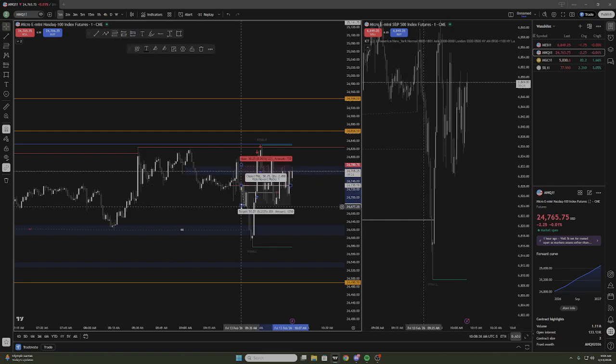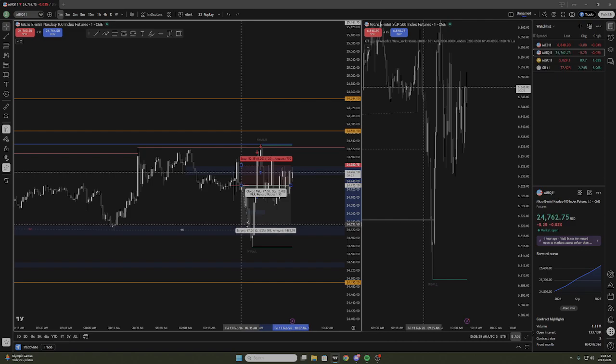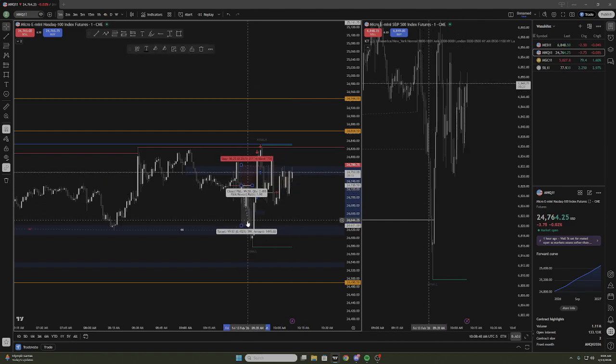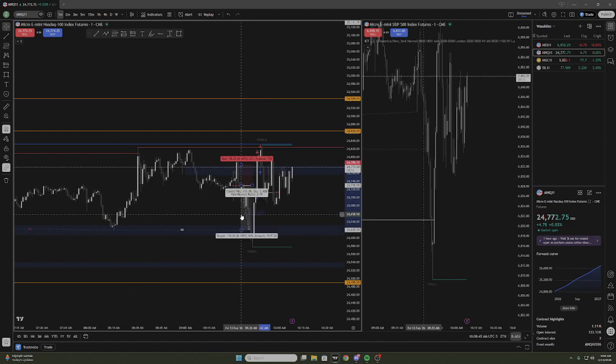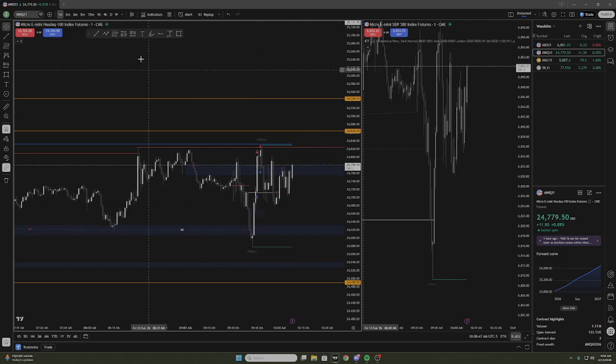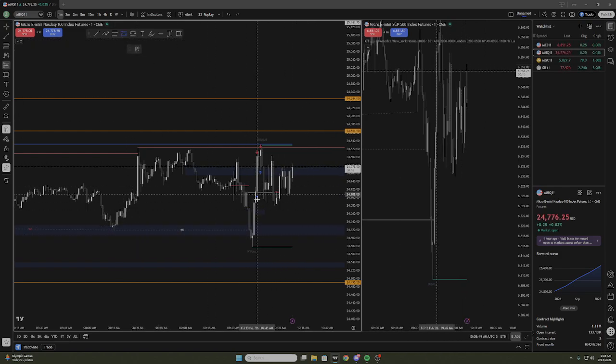So the entry could have been like this, obviously targeting that 15-minute imbalance or the rest of sell side liquidity, which is right here down at the bottom. That could have gave you a 2RR play. The same thing with the one above. The one above did give us a 2RR play as well.